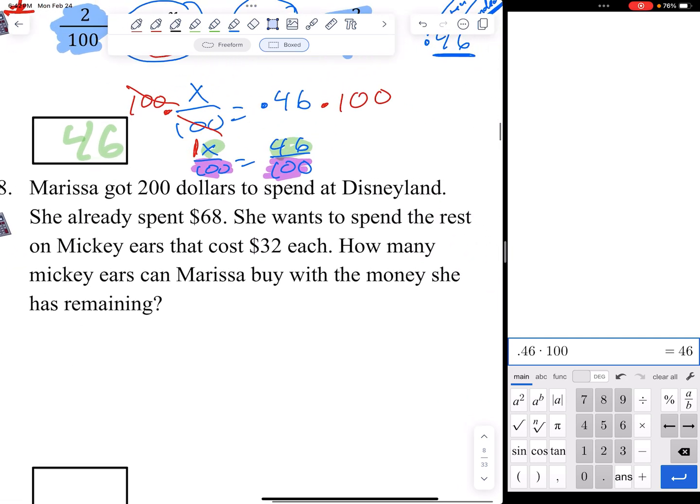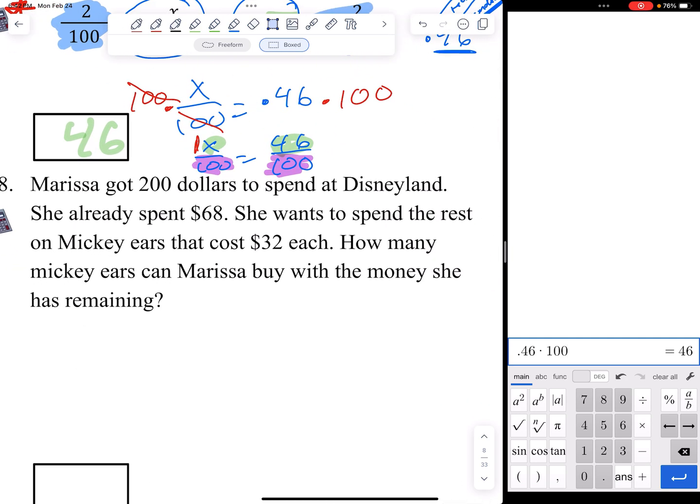And I still got a calculator, so I'm going to leave it open. Marissa got $200 to spend at Disneyland. Wow, that's crazy. That's a lot of money. Okay, that ticket to get in was probably $200. She already spent $68. Okay, I see a bunch of numbers, so those are probably not important. She wants to spend the rest on Mickey ears that cost $32 each. I see each. That means rate.